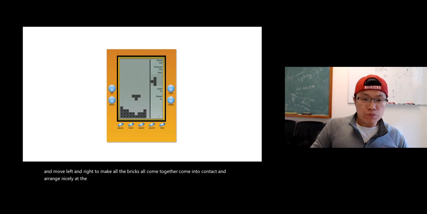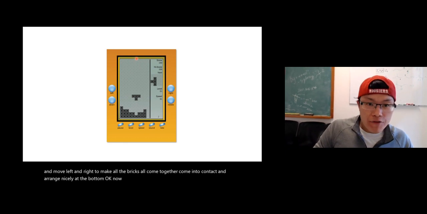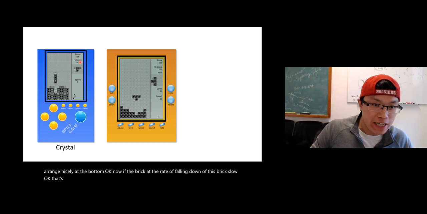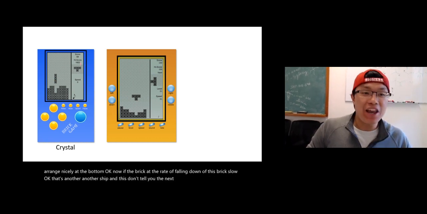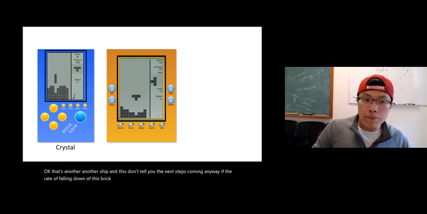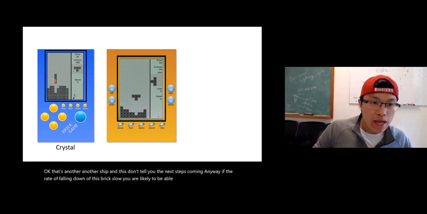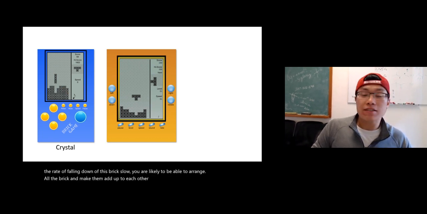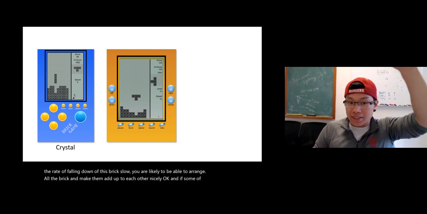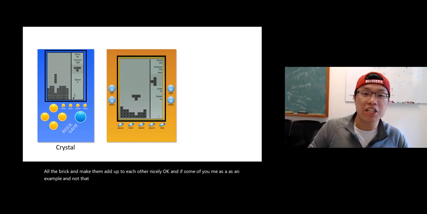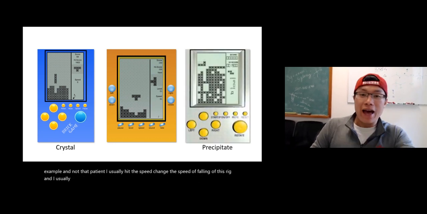Okay. Now if the rate of falling down of this brick is slow, that's another shape, and this doesn't tell you the next shape is coming. Anyway, if the rate of falling down of this brick is slow, you are likely to be able to arrange all the bricks and make them add up to each other nicely. Okay, and some of you, me as an example, I'm not that patient. I usually change the speed of falling of this brick, and I usually end up like that.